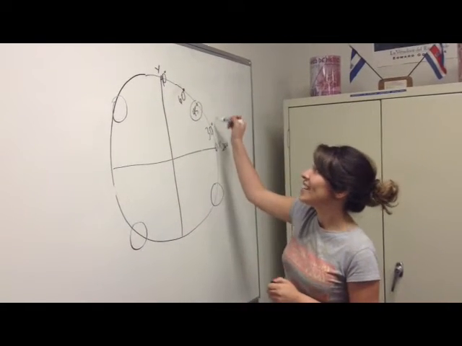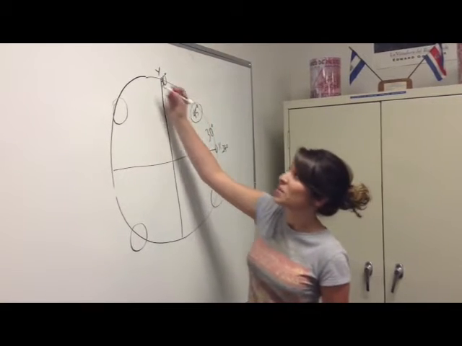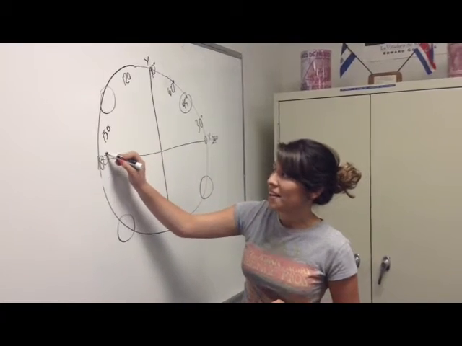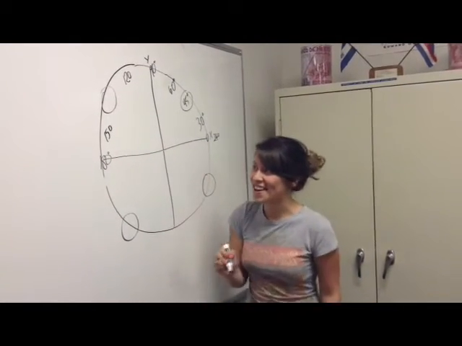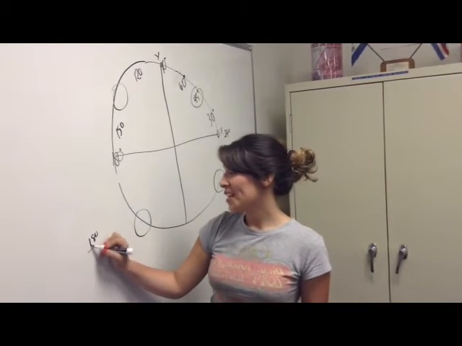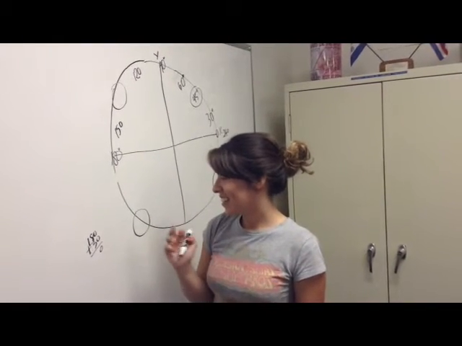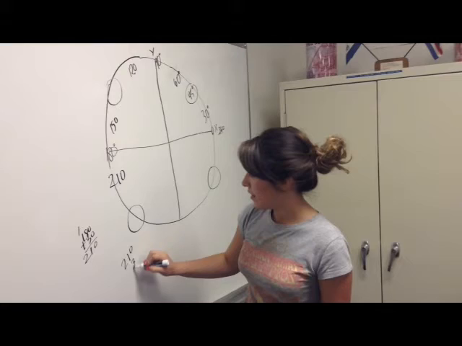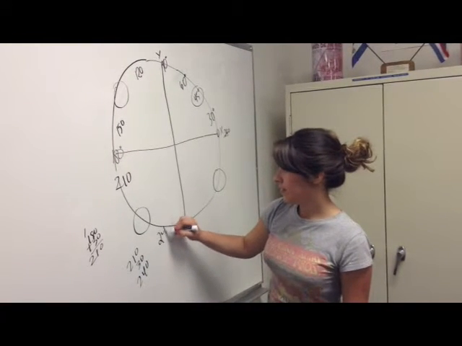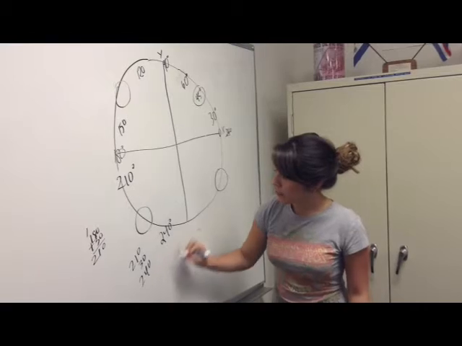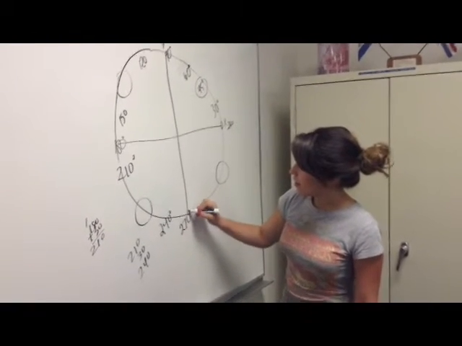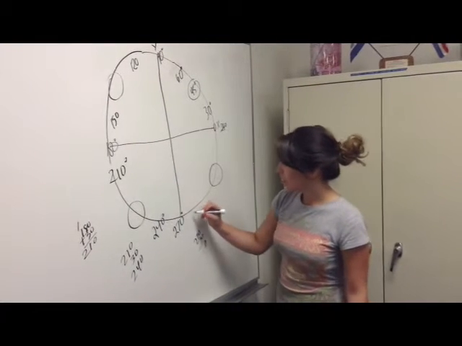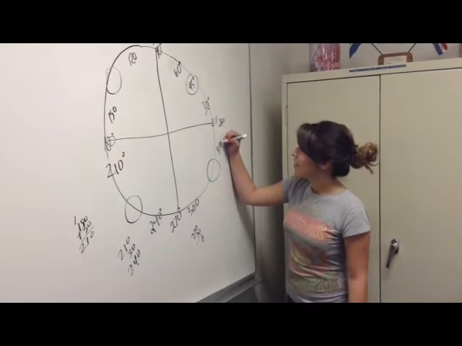And so now it's 30, 60, 90, 90 plus 30 is 120. 120 plus 30 is 150. 150 plus 30 is 180. And everybody should know that's 180 because it's pi. Then 180 plus 30 is 210. Then after 210 you add 30 again, so that's 240 degrees. Then 240 plus 30 is 270. Then 270 plus 30 is 300, then 330, then you go back to 360.